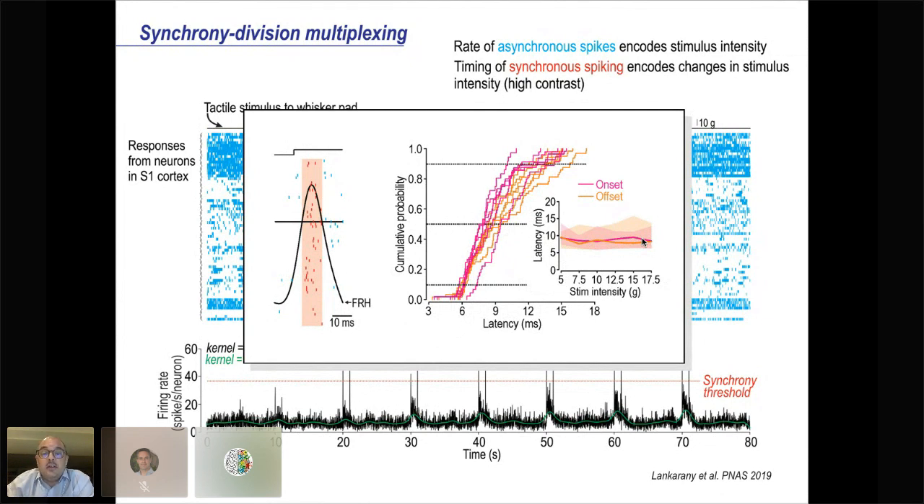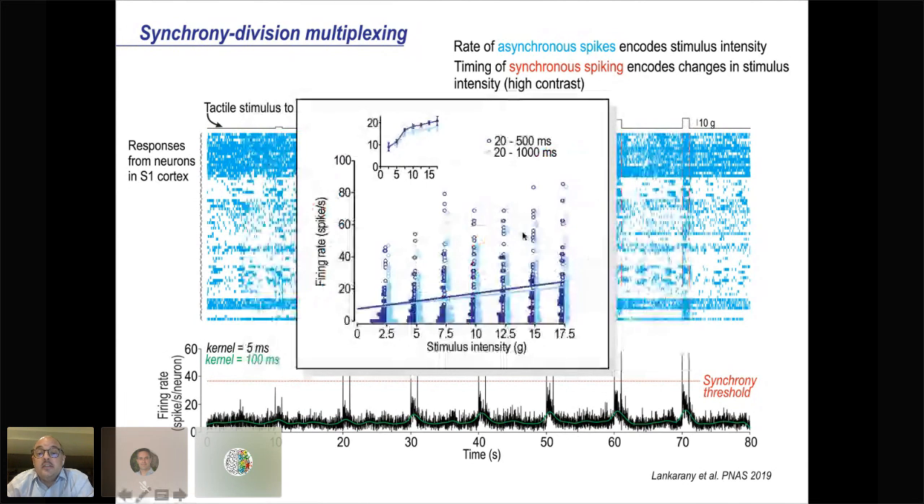And if we look at the asynchronous spikes, on the other hand, you'll see that there's a lot of variability in the firing rate across these different stimulus intensities. But if you average them, as shown up here in the inset, you actually get a very good relationship between the firing rate and the stimulus intensity, consistent with rate coding. So just to make the point that rate coding and temporal coding are not mutually exclusive.